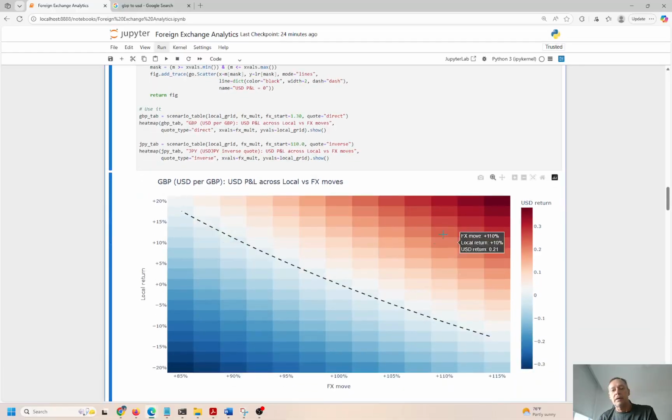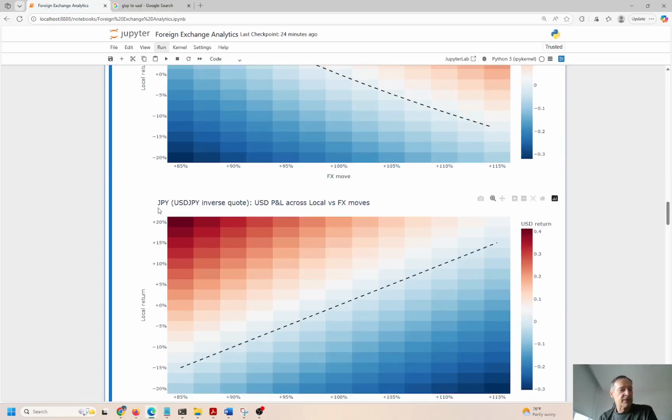So again, northeast is the best place to be, southwest is the worst place to be, and for the inverse quote, the northwest would be the worst, I'm sorry, the best, that would be the best place, and southeast now is the worst, okay?